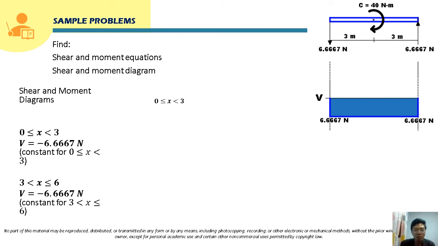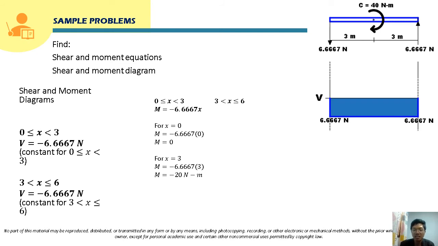So for the moment diagram, we will start with the first segment that will be from 0 to 3. Our moment equation for the first segment is negative 6.6667x. So for x equal to 0, the moment is also just 0. And for x equal to 3, class, the moment is negative 6.6667 times 3. So that will be negative 20 Newton meter.